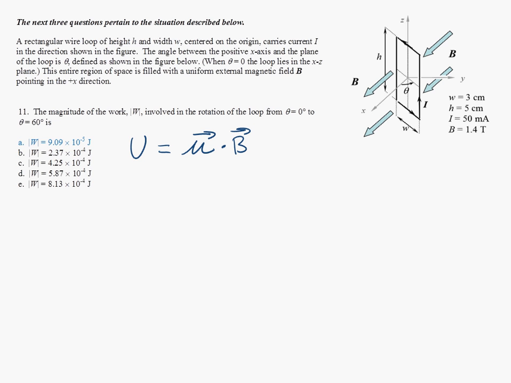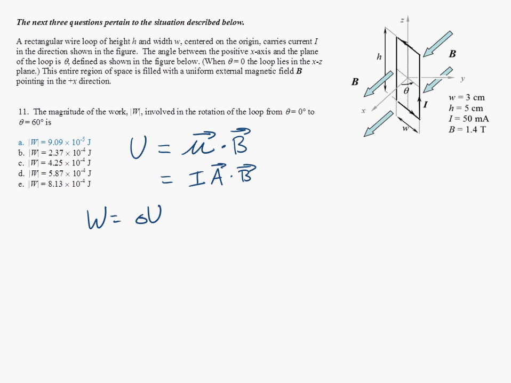the magnetic field. And the magnetic moment for a loop is just equal to the current in the loop times the area of the loop. And of course the magnetic field is just the magnetic field. So to get the work done, we're going to need to do the change in potential energy. And I'm being a little sloppy with my signs here because they've only asked about the magnitude.